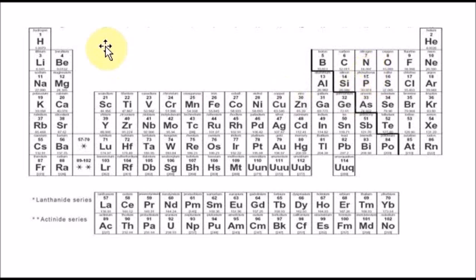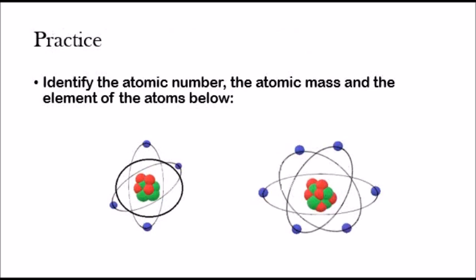Okay, so let's get some practice here. Let's identify the atomic number, atomic mass, and the element of the atoms below. I think I said that the red circles were the protons and the green circles were the neutrons, so let's go ahead and get that. Oh, by the way, in reality, the protons and the neutrons are way more massive than the electrons. So the protons and neutrons are significantly bigger than the electrons in an atom. But if I put this into scale, then you wouldn't be able to see the electrons. But make sure you know that protons and neutrons are significantly more massive than the electrons, okay?